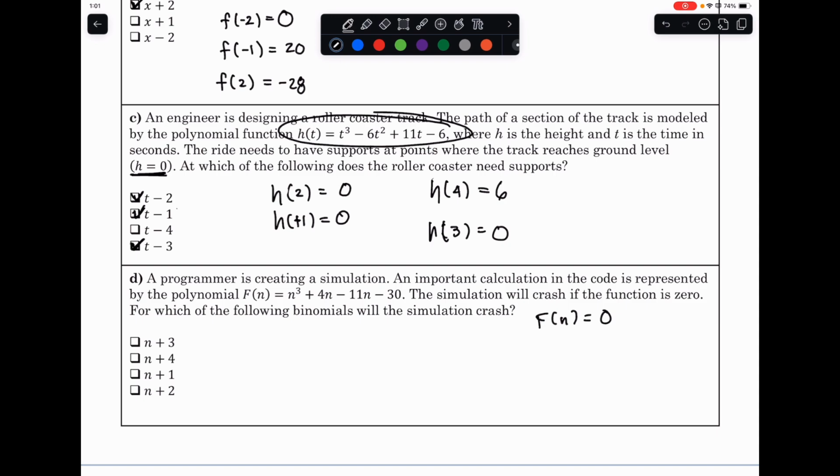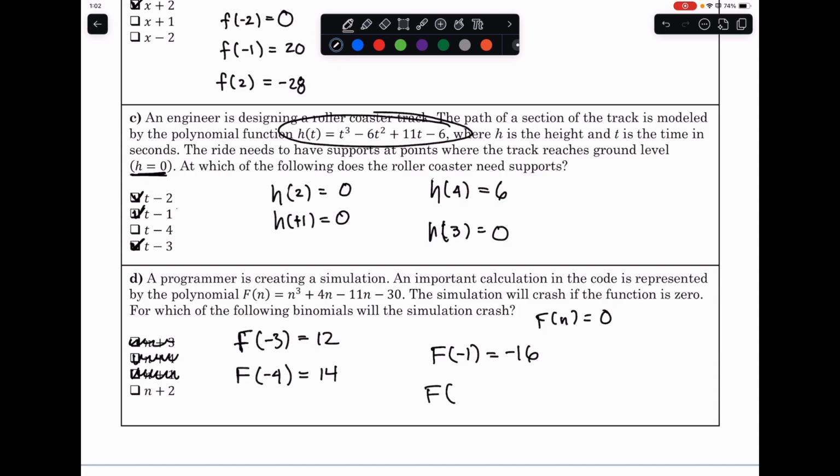So using the factor theorem, all I have to do is evaluate f at negative 3. And I see at negative 3 I get a value of 12. So that's not going to be a factor. So that means that's not where the simulation is going to crash. If I evaluate f at the opposite of positive 4, negative 4, that gives me 14. So the simulation will not crash. The value of f at negative 1, that's negative 16. So the simulation won't crash.